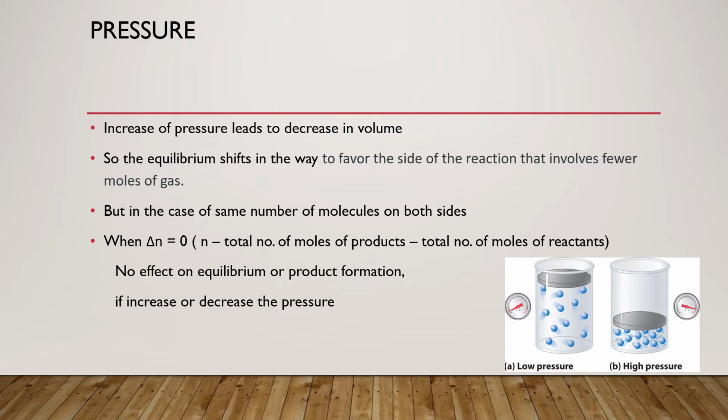It is true, right? If we increase the pressure, the volume will get decreased. Let's see this diagram. If you are giving pressure to the piston, like giving some pressure to the reaction vessel, the molecules will feel more pressurized, right? So it leads to a decrease in volume. So the equilibrium shifts in a way to favor the side of the reaction that involves fewer moles of gas.